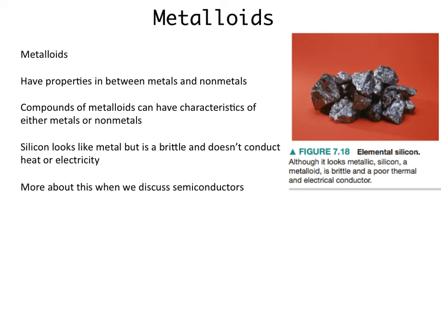So we can look at something like silicon. Silicon is a metalloid, and it looks a lot like a metal, as you can see here. It looks shiny and kind of lustrous like the other metals. However, it is brittle, and it doesn't conduct heat or electricity. So it might look the part, but it doesn't necessarily have all of the chemical or physical characteristics. And we will discuss metalloids in more detail when we discuss semiconductors and dopants and things of that sort, but that will be in a little bit later chapter.